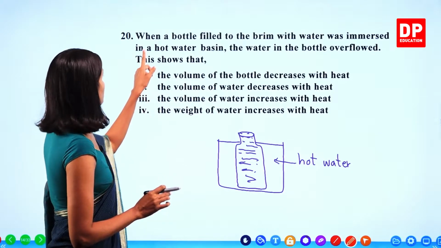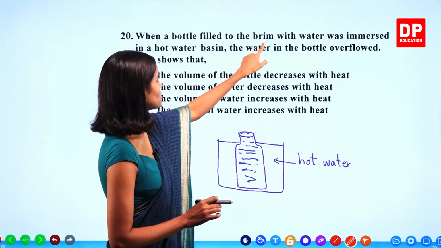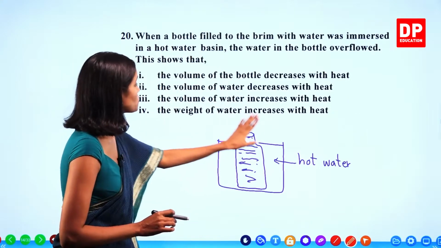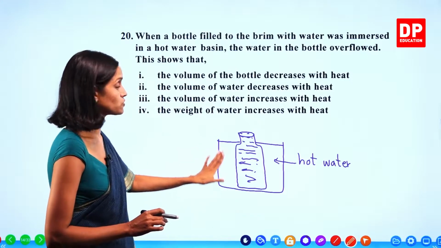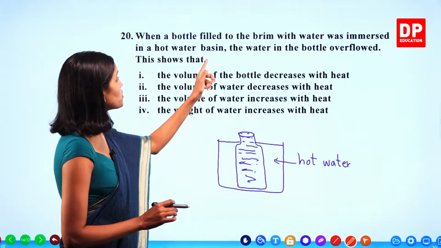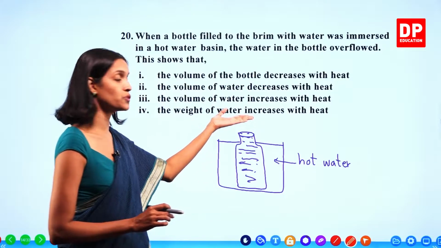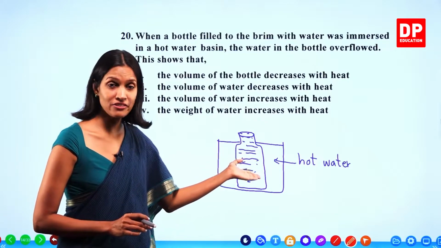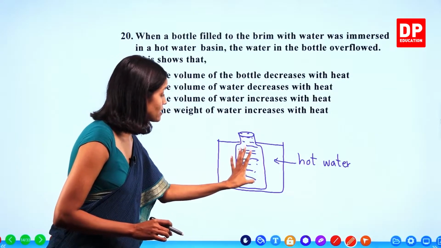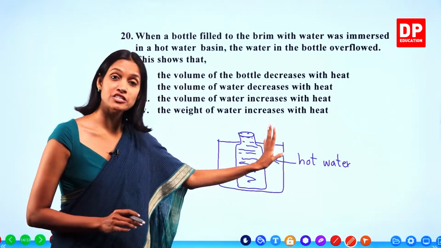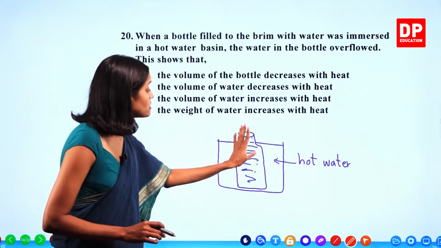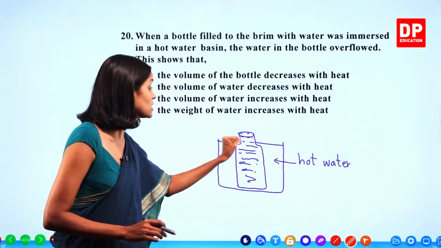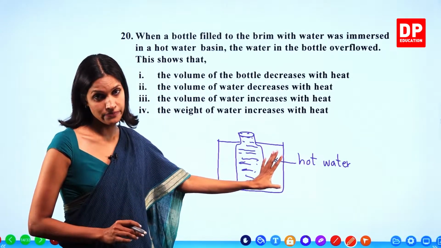Right? A bottle filled to the brim with water was immersed in a hot water basin. This is the hot water basin. The water in the bottle overflowed. Why does this happen, children? You all know water is a liquid. Now, compared to this normal water, the outside temperature is higher. Therefore, the water in the bottle absorbs the heat of this hot water.